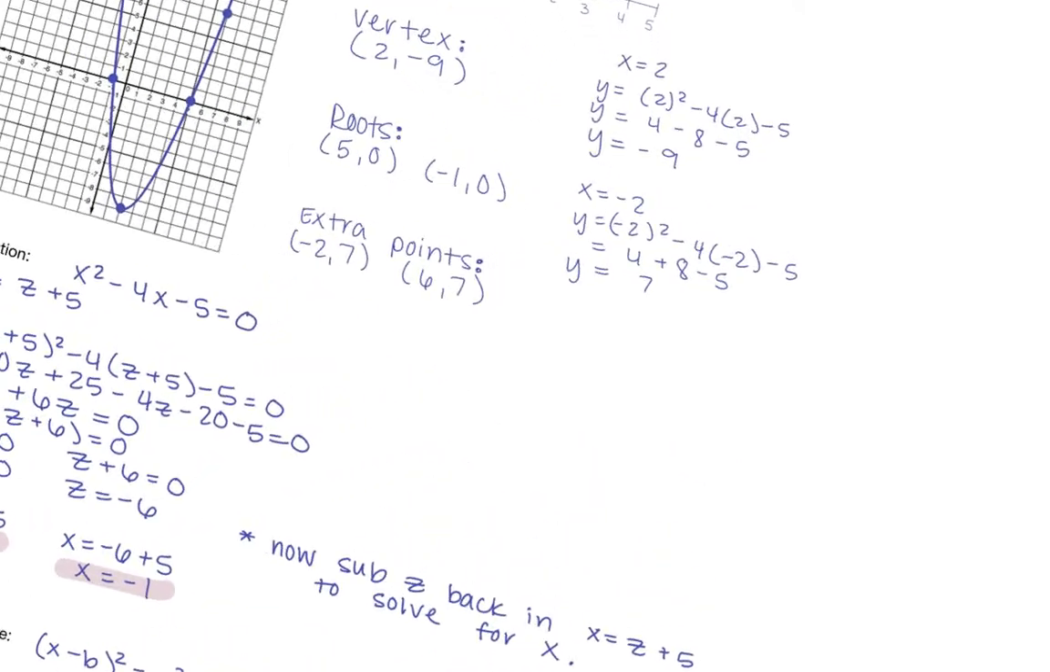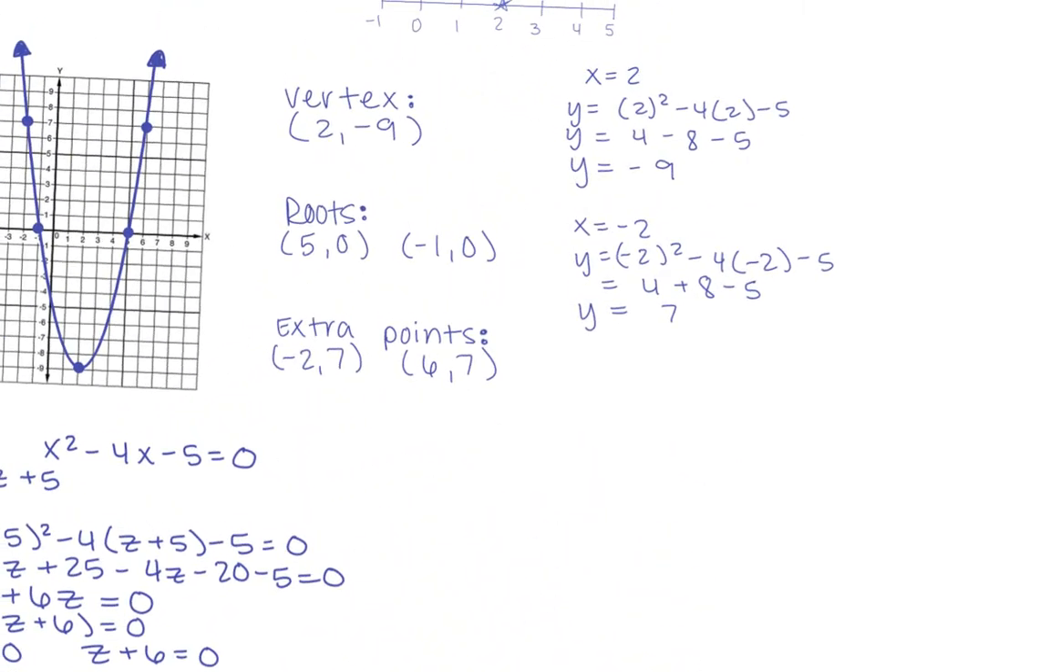So for x equals 2, we get y equals 2 squared minus 4 times 2 minus 5. And then y equals 4 minus 8 minus 5, which equals negative 9. So my vertex is (2, negative 9), and I plotted that point.